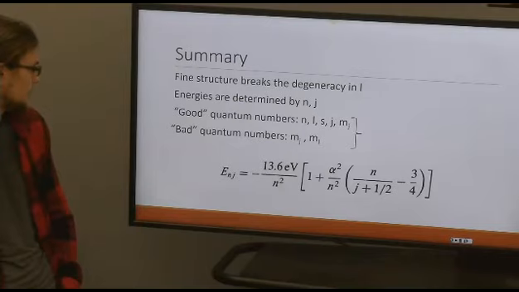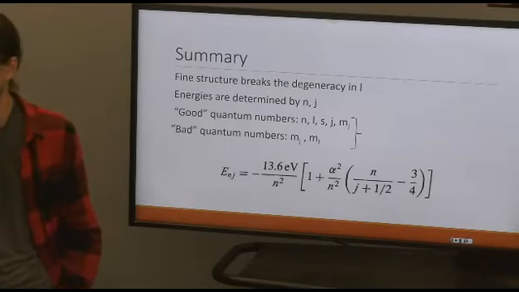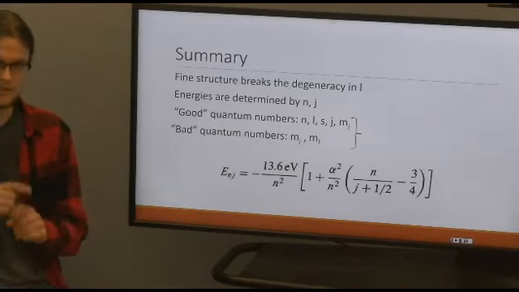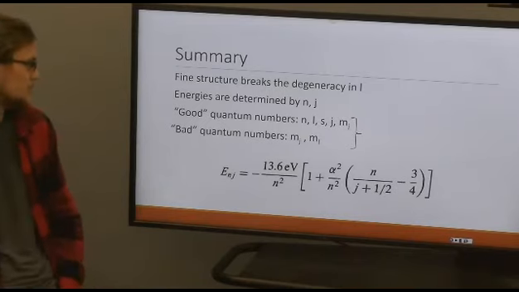And then our good quantum numbers are n, L, S, J, and our bad quantum numbers are the projections M_J and M_L. Because since we know the magnitudes of the vectors, we can't know the projections. So that's why M_J and M_L are bad quantum numbers in these systems.